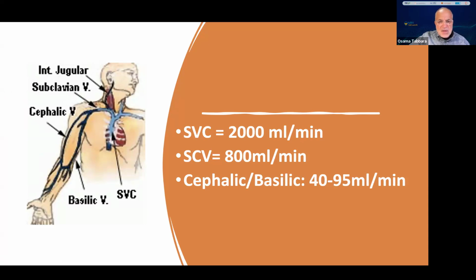Keep in mind that in the superior vena cava, we don't really worry about the high concentrations of various macronutrients, because the flow of blood is more than 2 liters per minute. And when we infuse a solution, we consider it a high rate when we infuse 200 ml per hour. In the subclavian vein, the flow is 800 ml per minute, in the cephalic and basilic, it's 40 to 95 ml per minute, and in the peripheral line, it reaches up to 5 ml per minute.